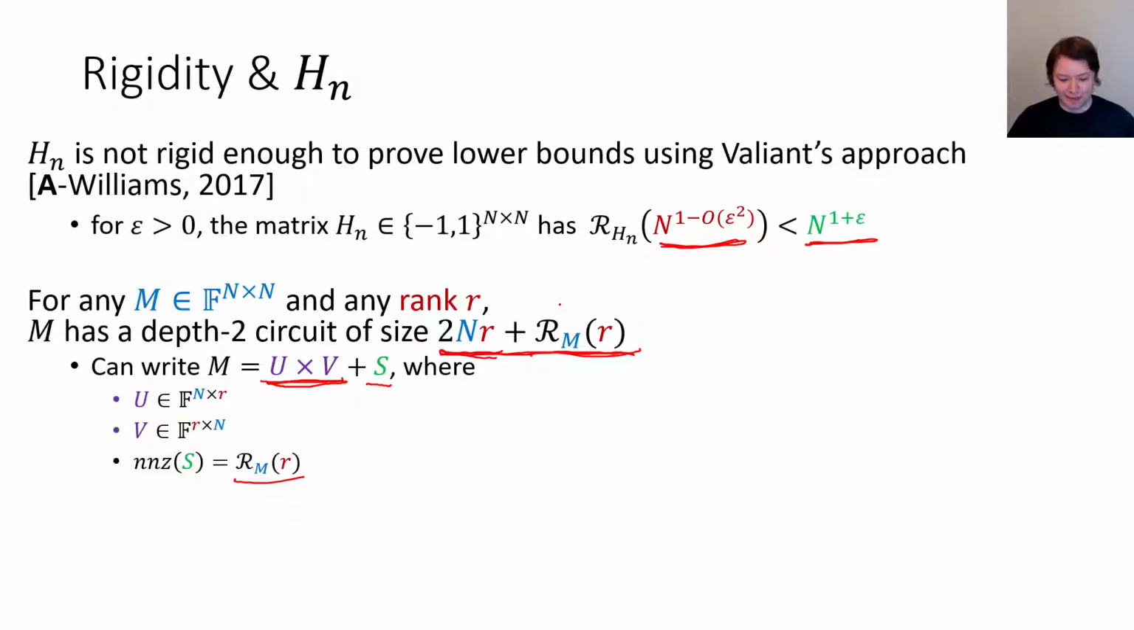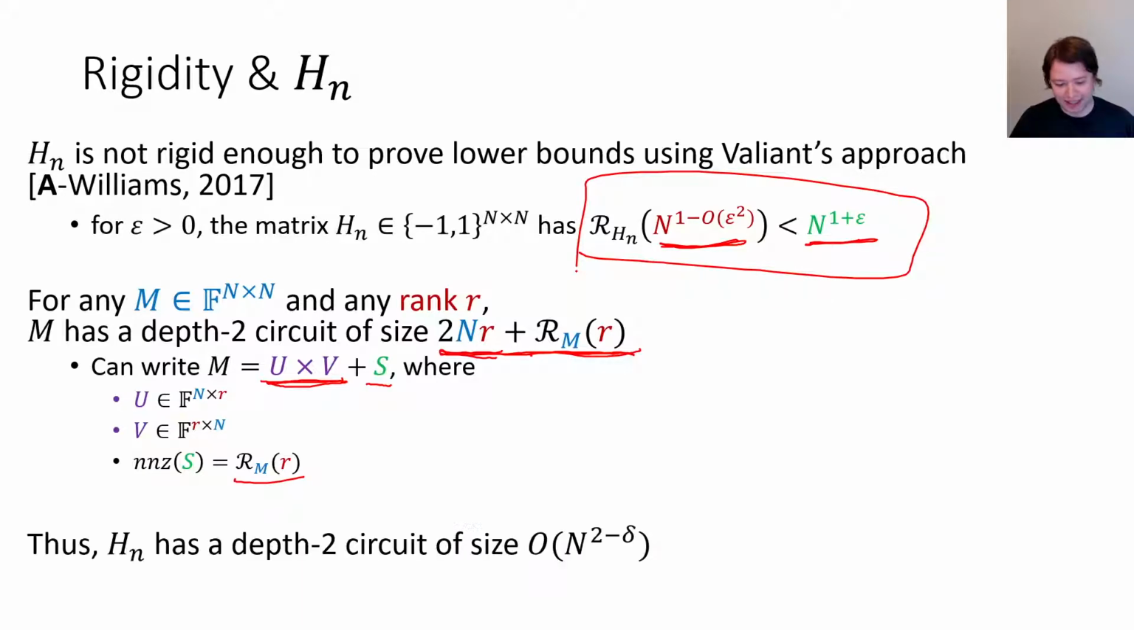And combining this with the rigidity upper bound up here for the Walsh-Hadamard transform, we can see that there's some constant delta bigger than 0, such that the Walsh-Hadamard transform has a depth 2 circuit of size n to the 2 minus delta. Okay, so you do immediately get some non-trivial construction from this rigidity upper bound. However, as I mentioned before, we actually already know that the Walsh-Hadamard transform has a depth 2 circuit of size n to the 1.5. And despite a fair bit of work, I wasn't able to figure out how to use this rigidity upper bound to actually improve on the n to the 1.5.